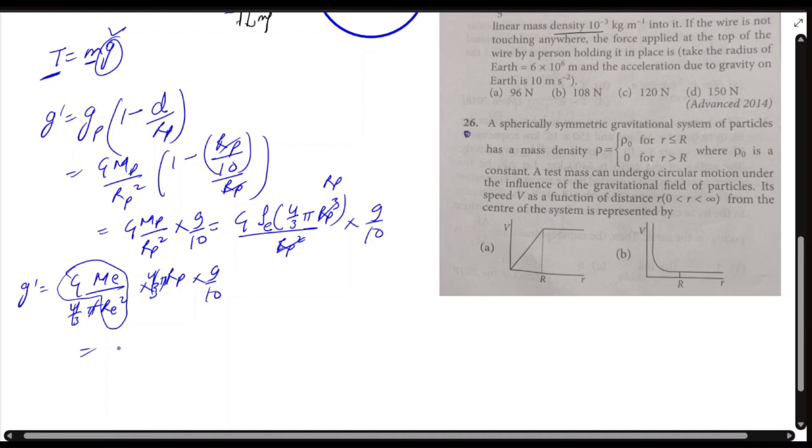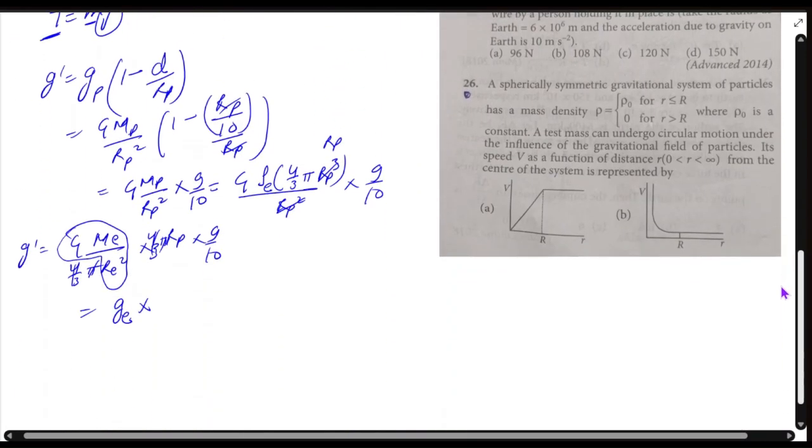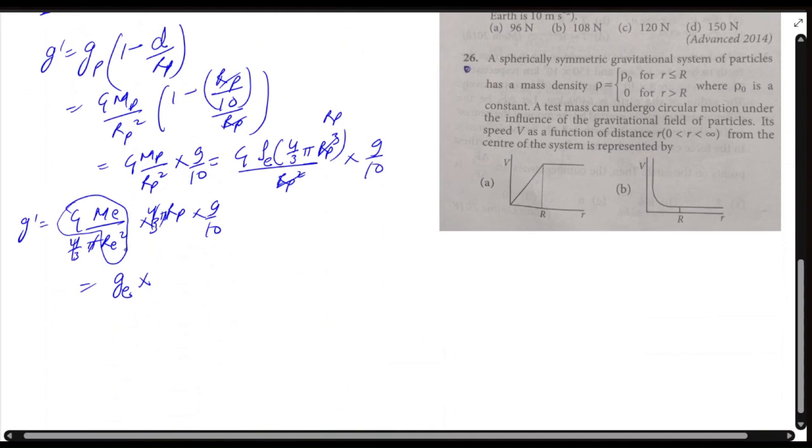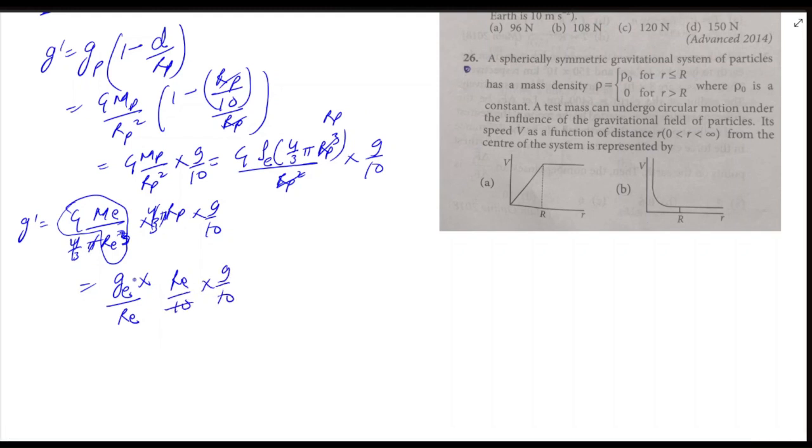So we will have G of Earth into RP upon RE. RP was RE by 10, so this was cube, we will be left with one RE. So this will be RE by 10 into 9 by 10. The RE and the 10 get cancelled, so we get 9 by 10 as G dash.